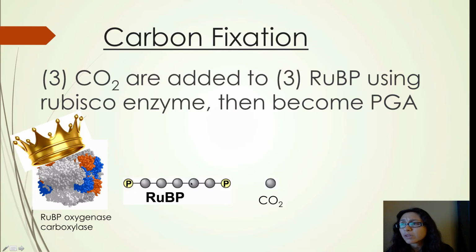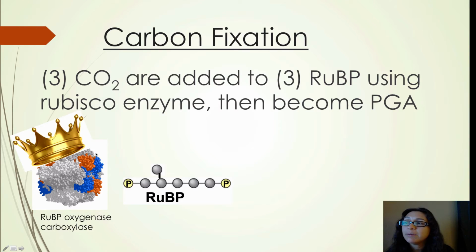Here, our Rubisco enzyme is going to be used to take our RuBP and carbon dioxide and add the carbon dioxide to the RuBP. That's what the Rubisco enzyme is going to do, and that's carbon fixation. Carbon fixation is simply adding carbon dioxide to organic molecules. Anytime you're incorporating carbon dioxide into organic molecules, that is the carbon fixation that we see happening here.